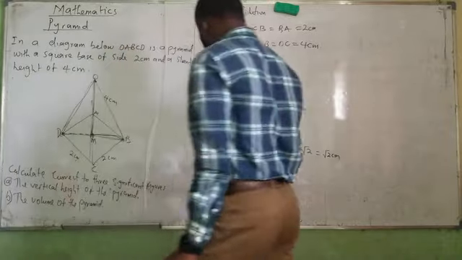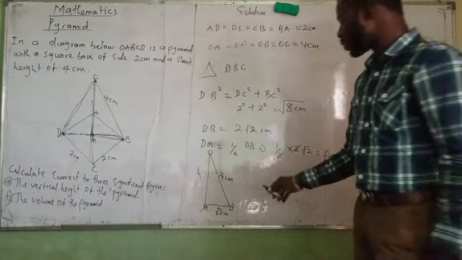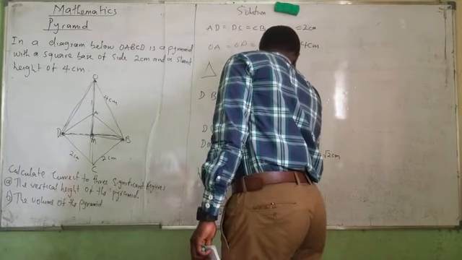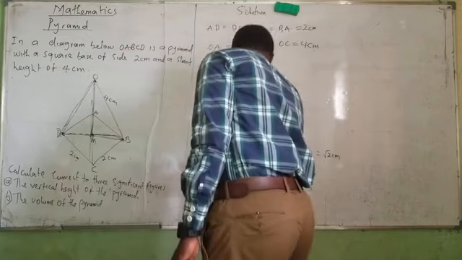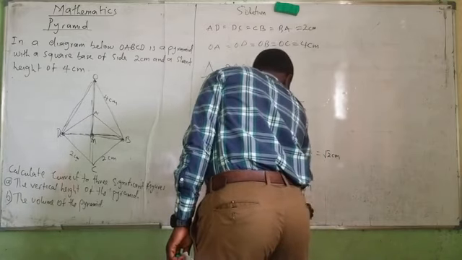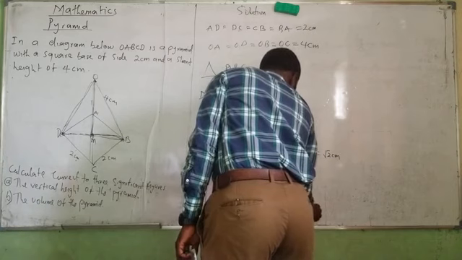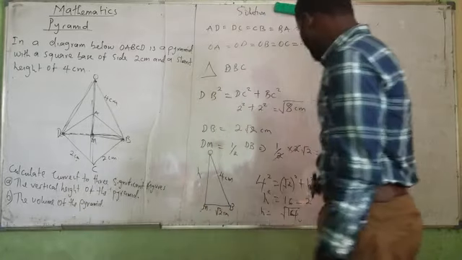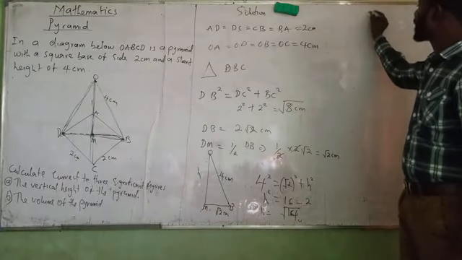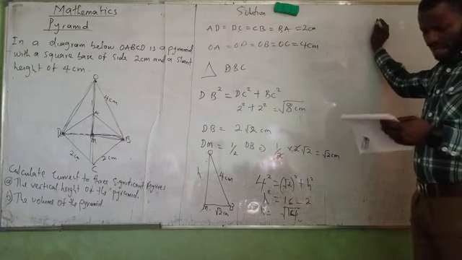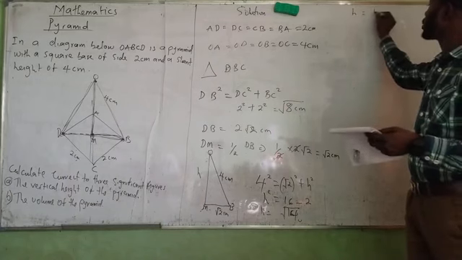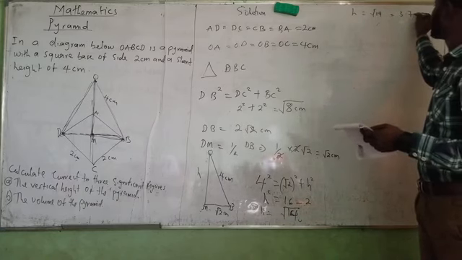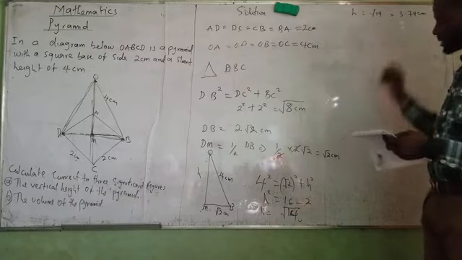Now, with my Pythagorean theorem, I can go that 4 squared equals root 2 squared plus H squared, which means H squared will be equal to 16 minus 2, which is 14. Now, my H will be root of 14, which is 3 point something. My H is equal to root 14, which is equal to 3.74 centimeter. Now, that is the height.